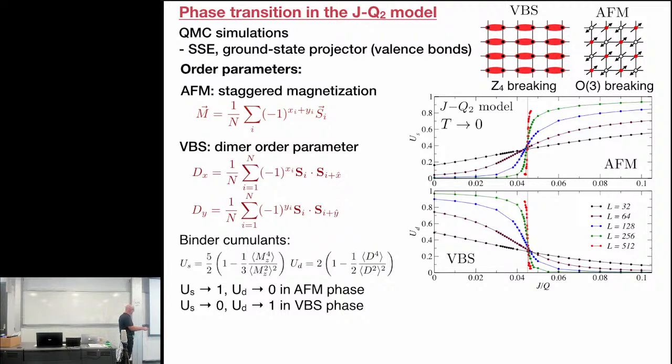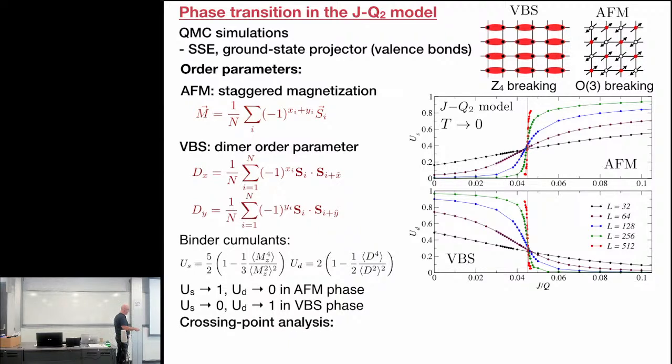Again, these are results for different system sizes up to 512 squared. And you can see that these curves develop eventually into step functions. And by the way, the step is at the same place as far as we can tell. So that means it's really a direct transition, no coexistence or no other state in between.